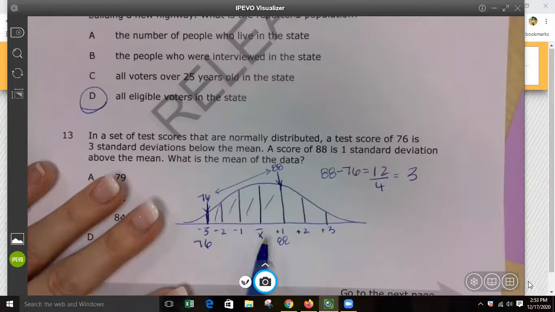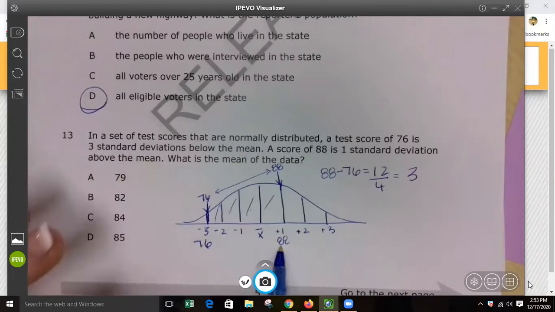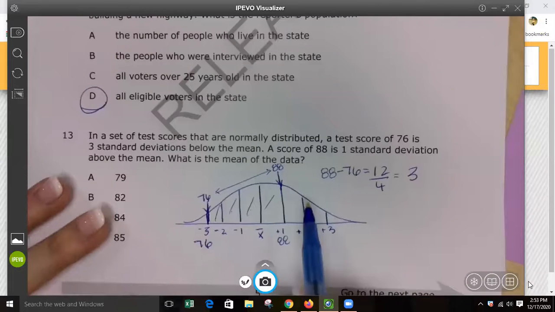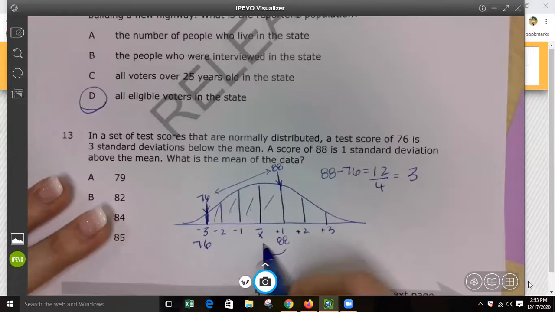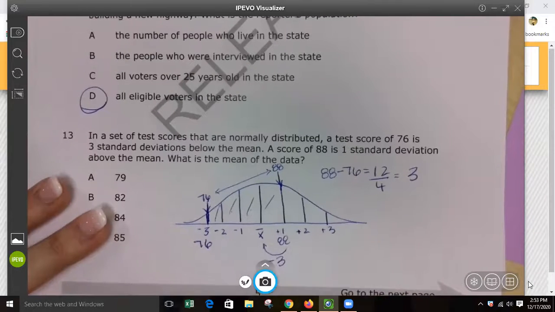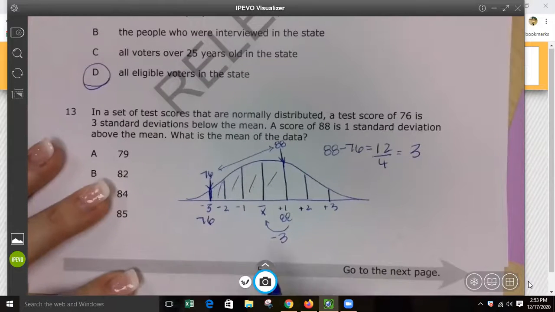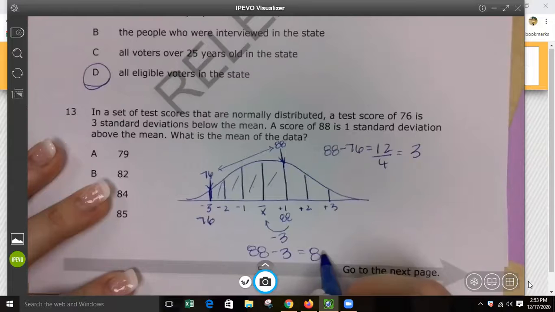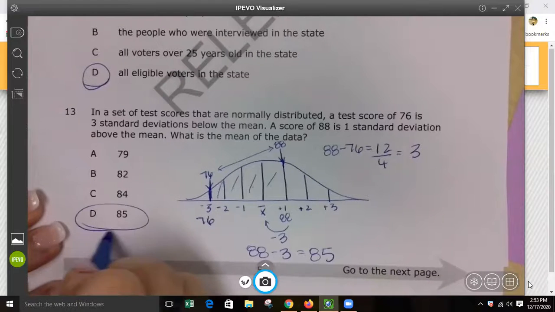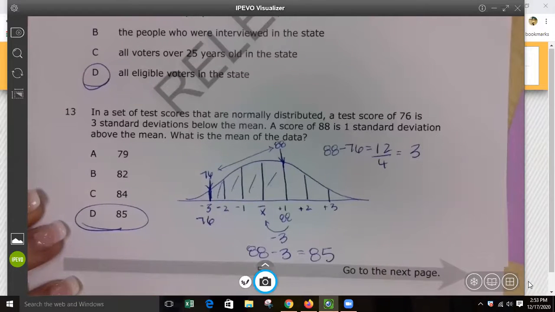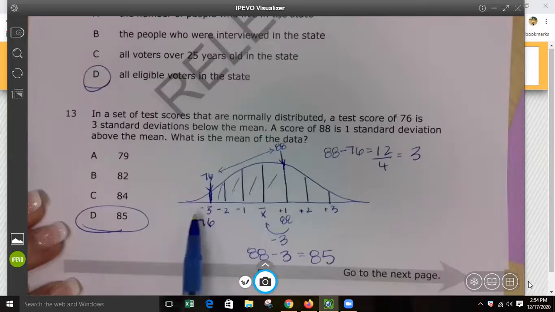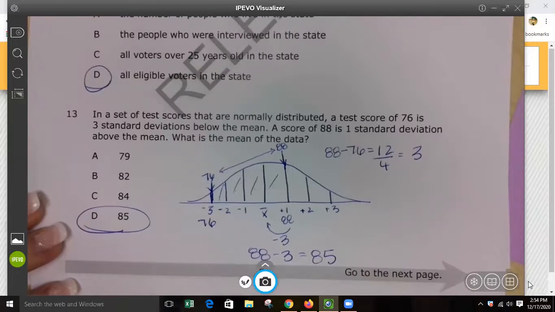So then how would I figure out the mean? All you do is take whatever's closest. You can take the 88, you can do the 76, it doesn't matter. If you take the 88, you're going backwards 1 standard deviation. So we said our standard deviation was 3. So 88 minus 3 is 85. If you did it the other way, 76 plus 3 plus 3 plus 3. It doesn't matter. It's all going to come out the same way. Okay.